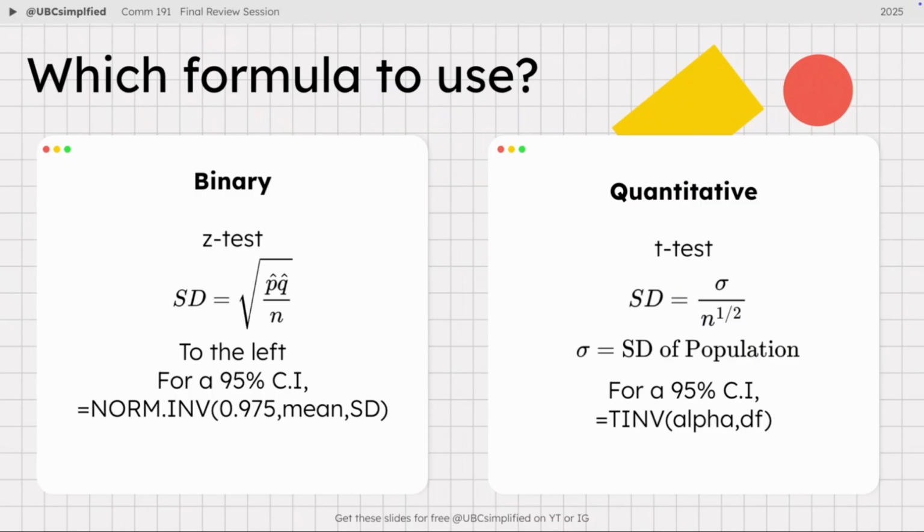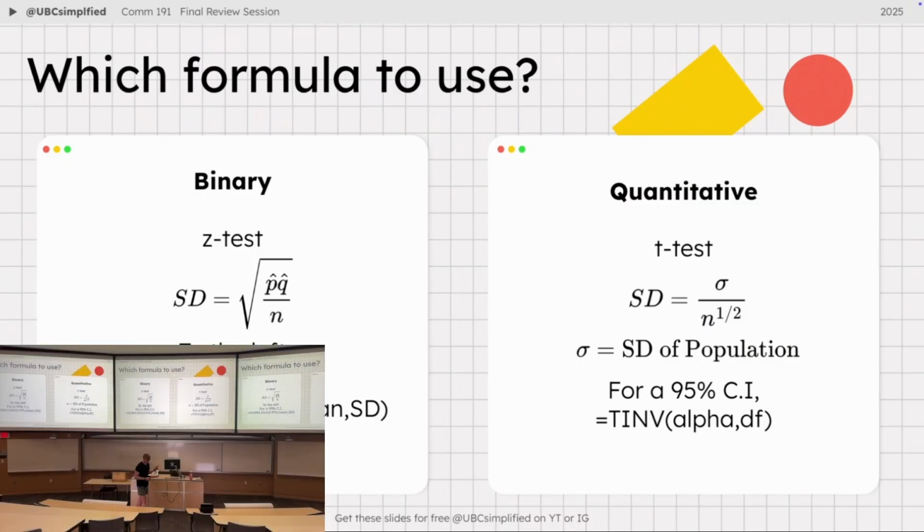So there are formulas for calculating a confidence interval, for getting what you're trying to calculate. The other thing too is that a t-test is for quantitative variables. Now, if you were to know the true standard deviation of the population, you would be able to use a z-test. But we don't know the true standard deviation of the population unless it's given to us.